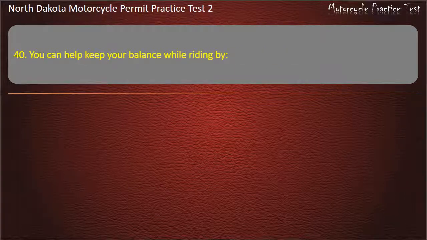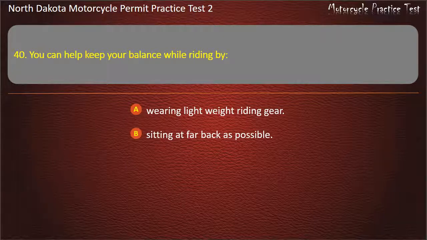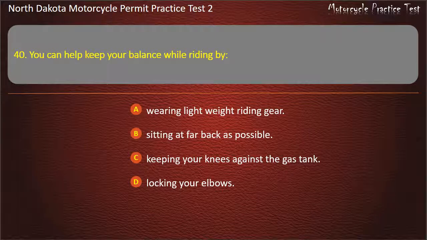Question 40. You can help keep your balance while riding by wearing lightweight riding gear, sitting as far back as possible, keeping your knees against the gas tank, locking your elbows. Answer: keeping your knees against the gas tank.